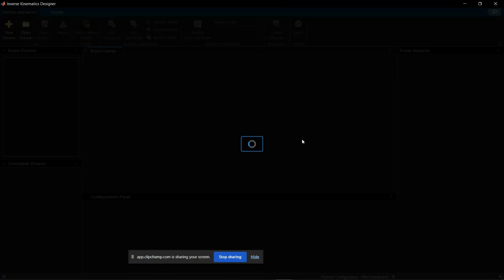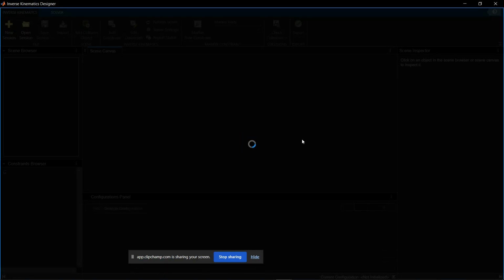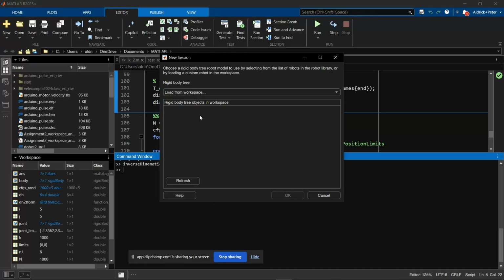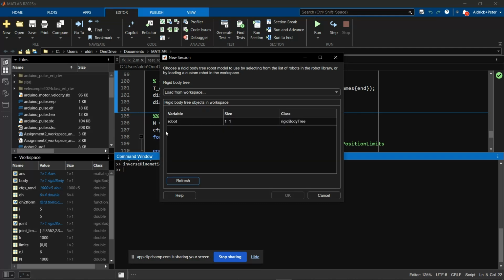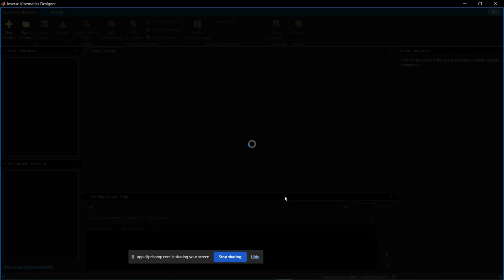So I love our new session over here. The robot is actually in the workspace. Yeah, the robot is in the workspace.